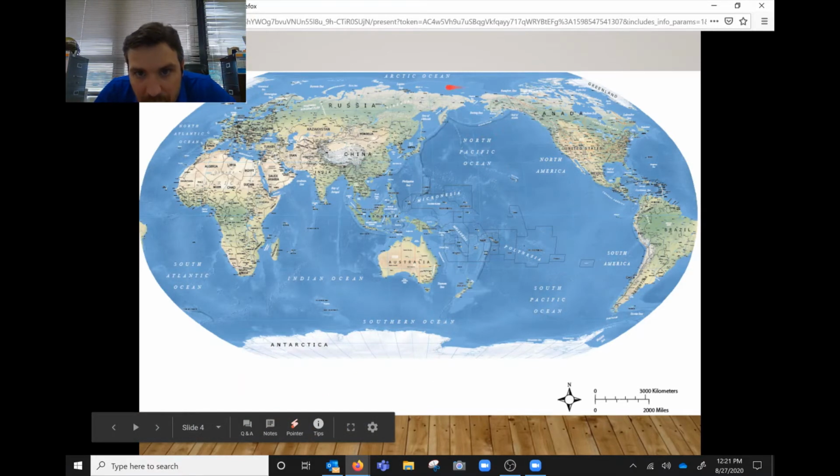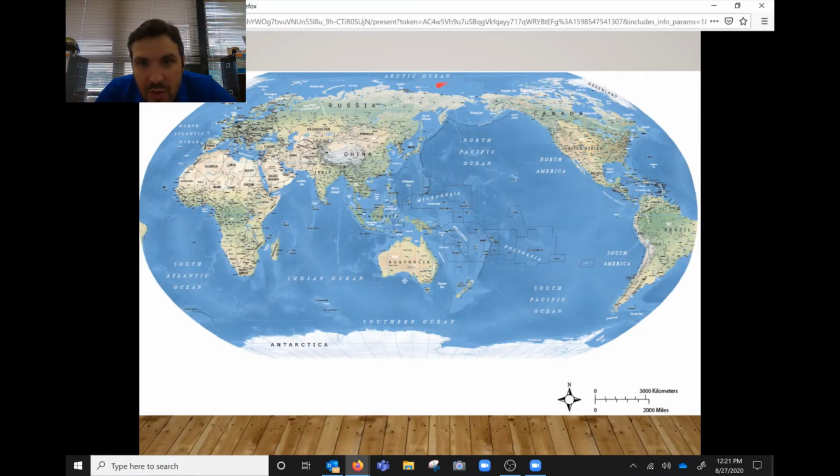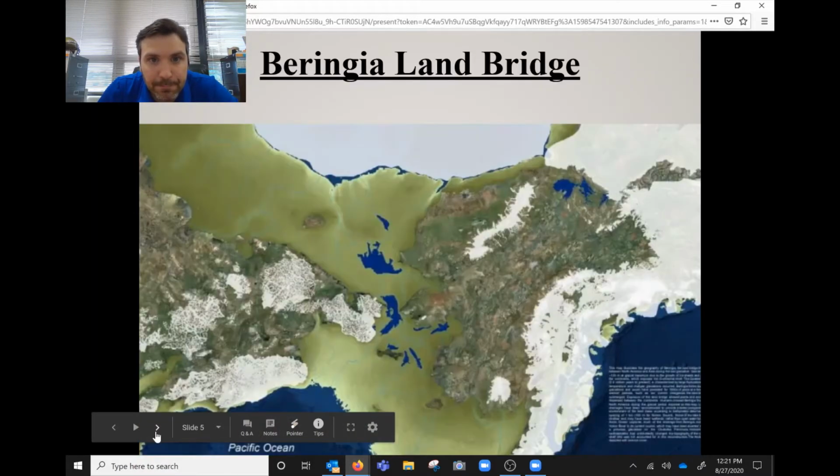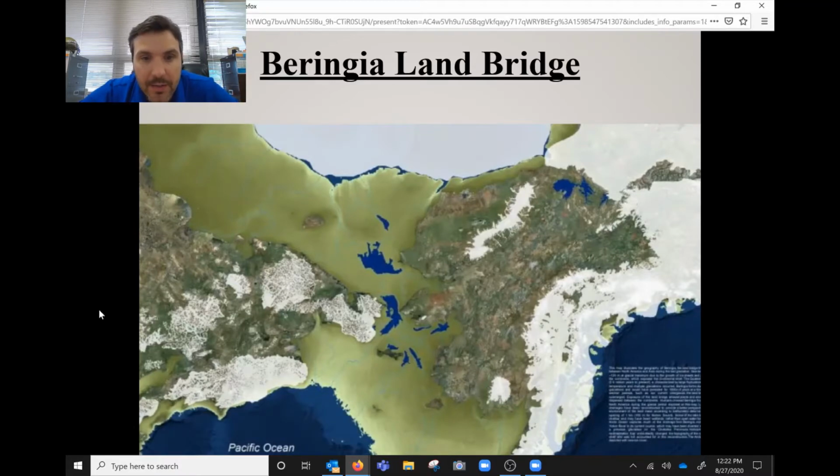Here's the focus, okay? Because this is going to be so important in us understanding how the first people came to America. It's going to be called the Beringia Land Bridge. Now, don't worry about taking notes yet because I'm going to walk you through that. But here's the Beringia Land Bridge.